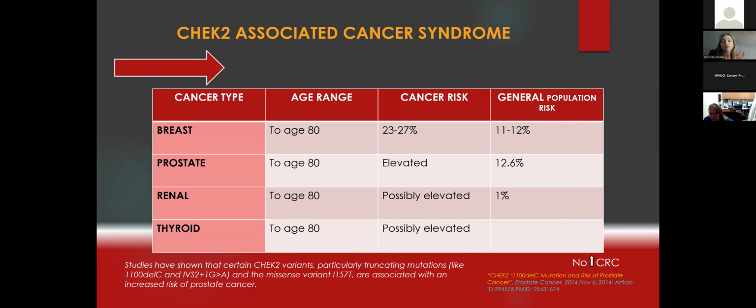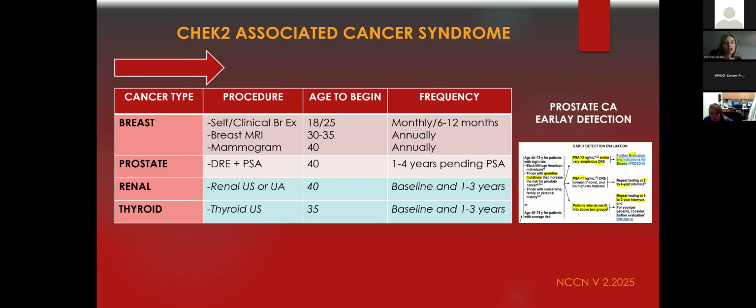So what do we know about CHEK2? Moderate risk gene, 20-some percent lifetime risk of breast cancer, and elevated risk of prostate cancer. Those are the two big ones that you see. There might be an association with kidney and thyroid, and I do see it. And so for the higher risk prostate cancer genes, I just kind of put it at the bottom.